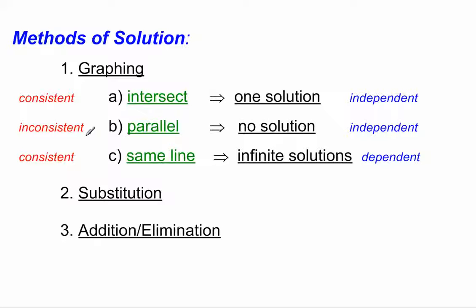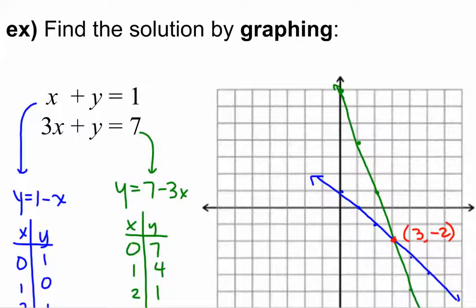And the last case is the same line. So even though the equations might initially look a little bit different, when you actually graph them, you realize, hey, they're really the same line, so there's an infinite number of ordered pairs in common, or infinite solutions. This one's called a dependent system, but it's again consistent because we did get a solution. Okay, now the substitution and addition elimination methods, or algebraic methods, we're going to look at in another segment. Let's take a look at the graphing.